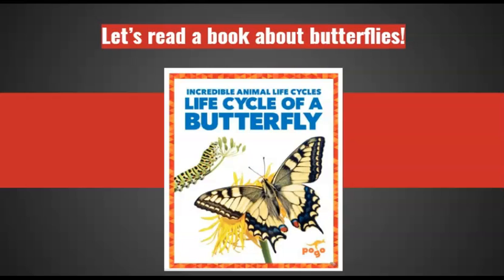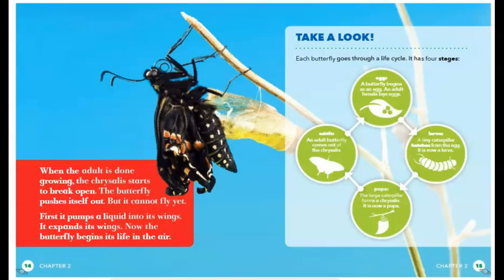Let's read our book about butterflies. We've already talked about the egg, we've talked about the caterpillar, we've talked about the chrysalis. Now let's actually talk about the butterfly. We're going to read Life Cycle of a Butterfly. We're not going to read every single page. We're just going to go to the spot where it talks about the butterfly now. We're going to go ahead and skip to page 14.